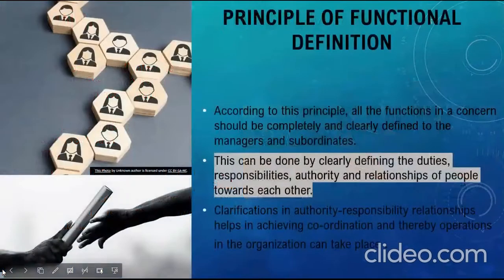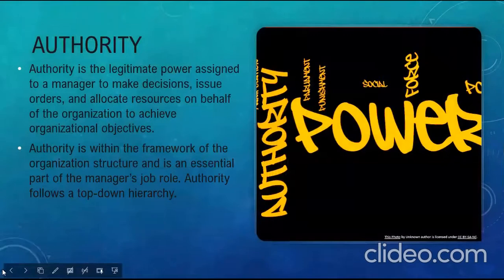Our next principle is principle of functional definition. In simple words, this principle brings two powerful nouns, that is authority and responsibility, together. Authority means the power or the right to give orders, to make decisions, to achieve the organizational objectives. And authority follows top-down hierarchy. Whereas the word responsibility means the state or the fact of being accountable.